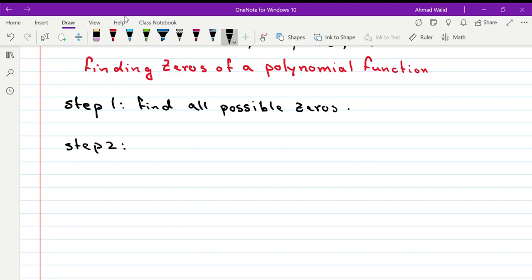And step two, I can write for you, do this. Use synthetic division to find zeros.